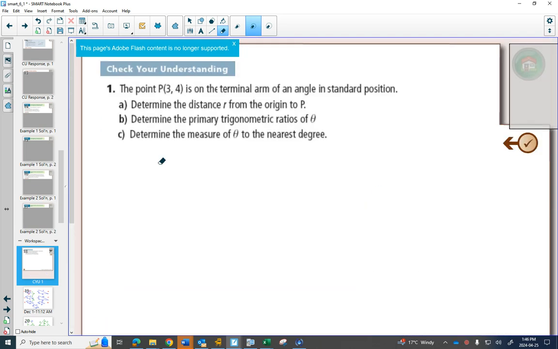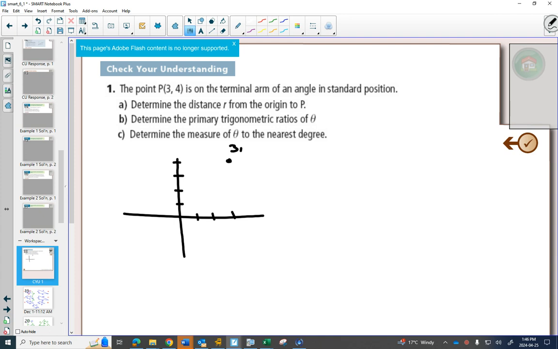There we go. Point 3, 4. 1, 2, 3, 1, 2, 3, 4. There's the point, 3, 4. It's in quadrant 1, on the terminal arm.